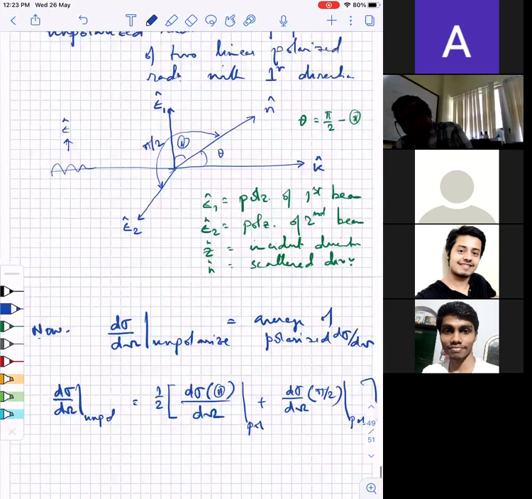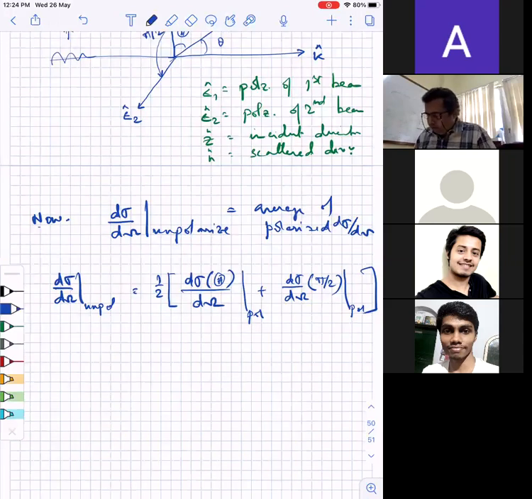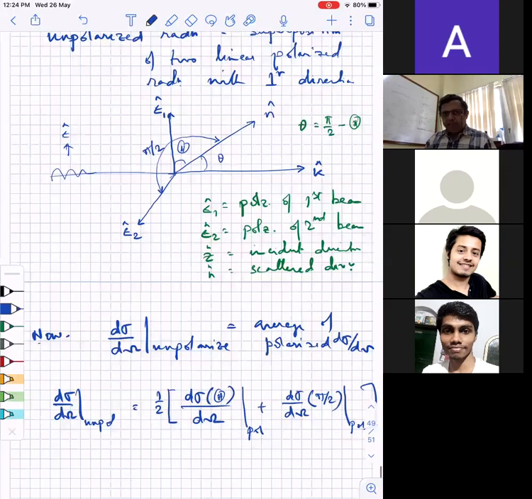So now look at this figure and you will see what it is. In one case, the angle between the incident polarization, epsilon 1, and n cap was theta. In the other case, it was epsilon 2 and the n cap was pi by 2. Now, also remember that capital theta is equal to pi by 2, and pi by 2 minus capital theta is equal to small theta. So that is what I've written over here.